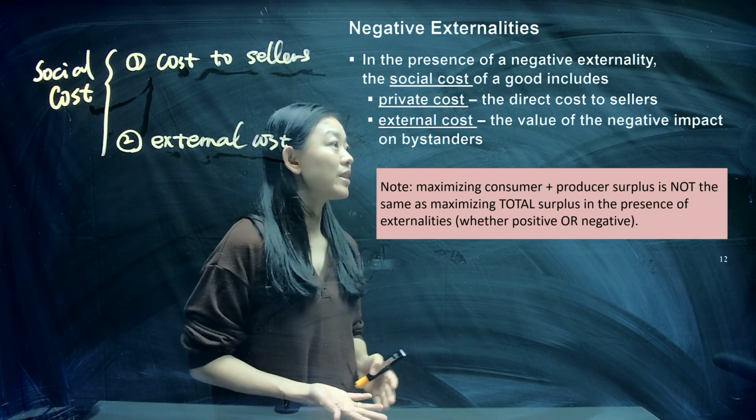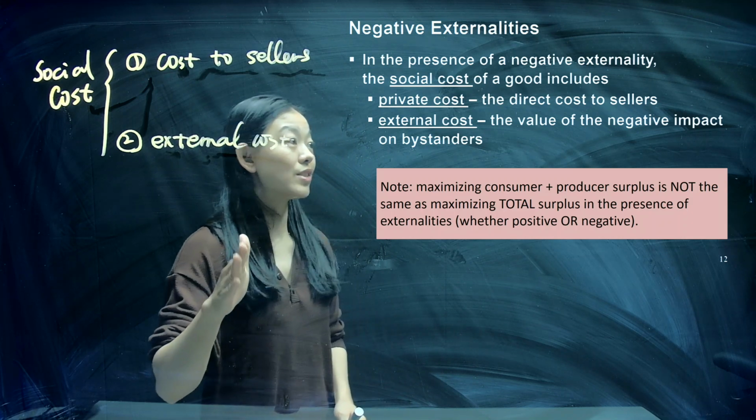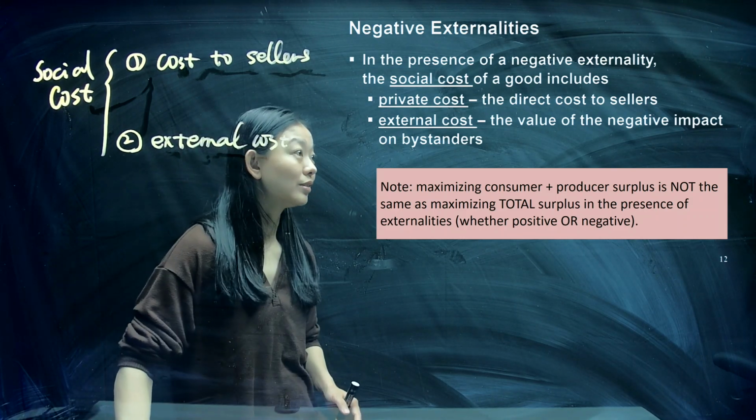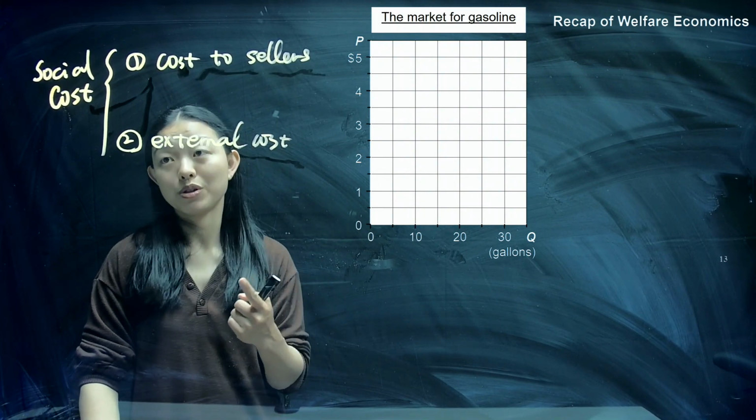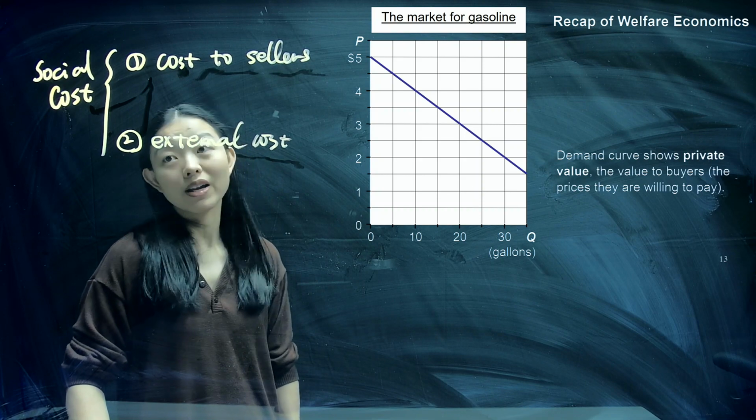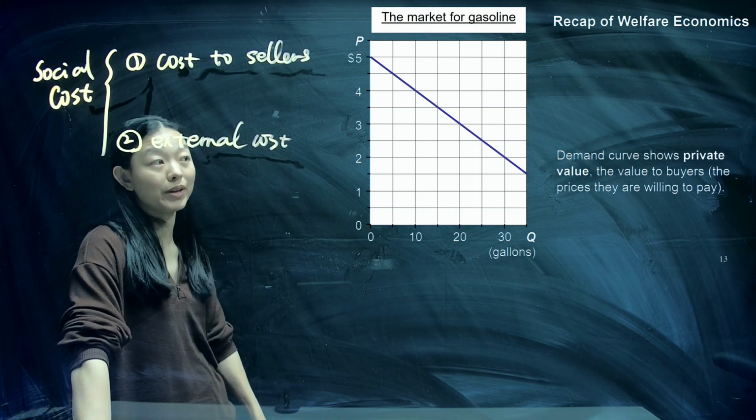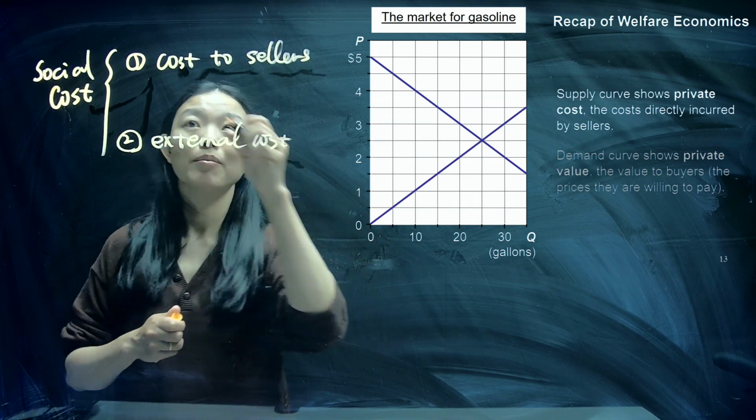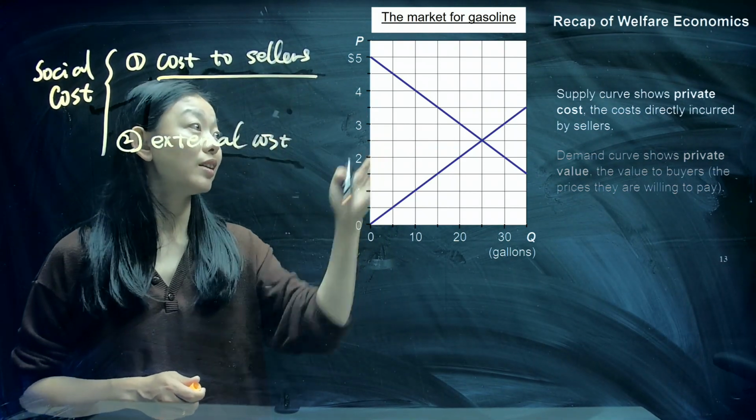So we would like to say that maximizing the producer surplus and the consumer surplus is not the same as what we did before. Here, I would like to show you one example. We will use this example to analyze, okay? You can see this is the market for gasoline. We have the demand curve, downward sloping, and then we have the supply curve. The supply curve measures the cost to sellers.